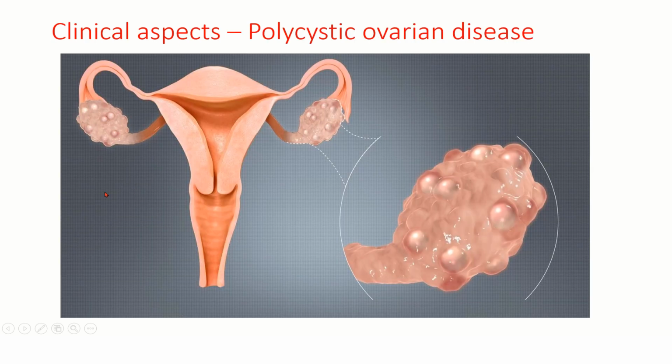Clinical aspects. The commonest infertility disorder affecting women is polycystic ovarian disease. You can see here multiple cysts on the surface of the ovary.